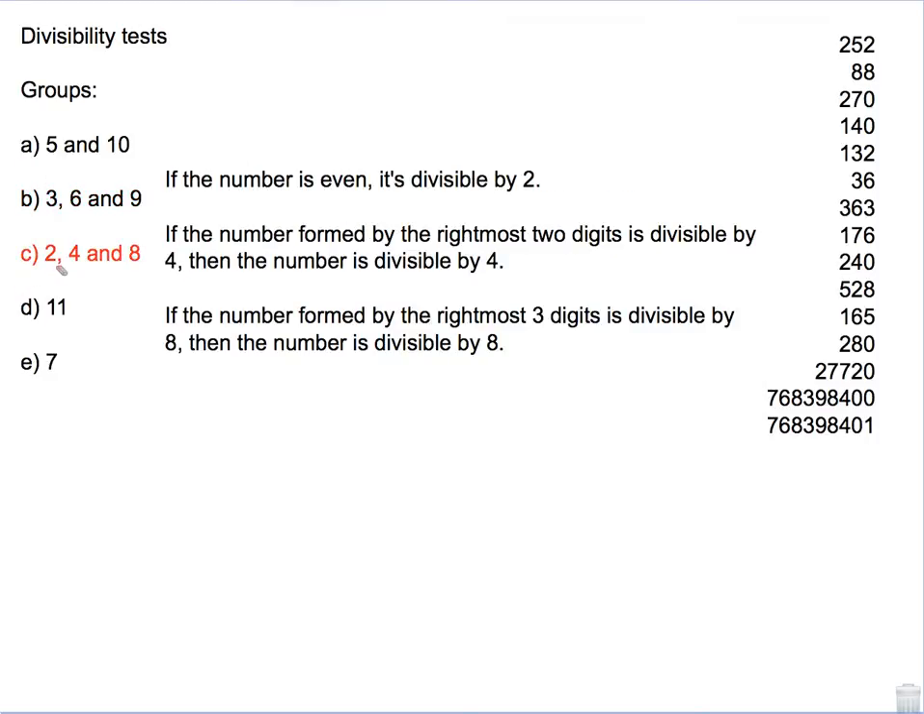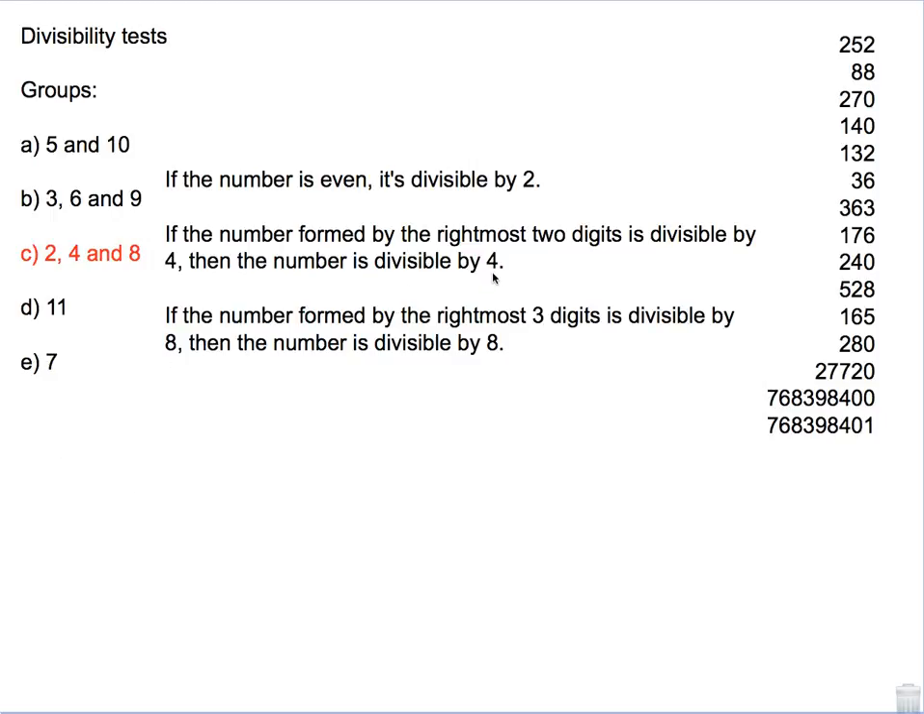The divisibility tests for 2, 4, and 8 are all related. So first, if the number is even, it's divisible by 2. So we can go down and look at the rightmost digit, the units digit, and look for the even ones, and we can see that all of those are divisible by 2. So 363 is not an even number, so it's not divisible by 2. 165 is not divisible by 2, and 768,398,401 is not divisible by 2 because it's not even.